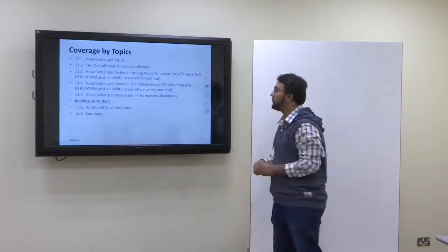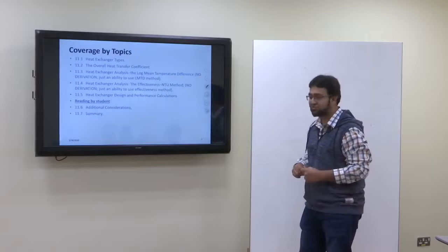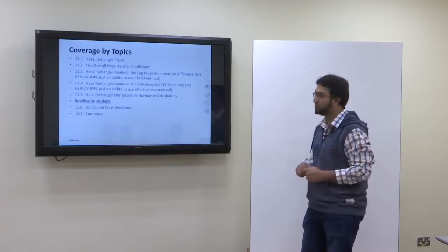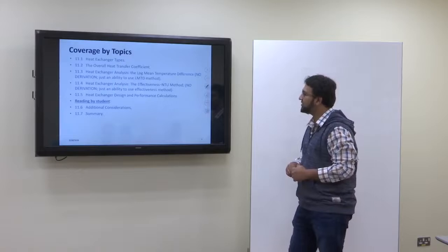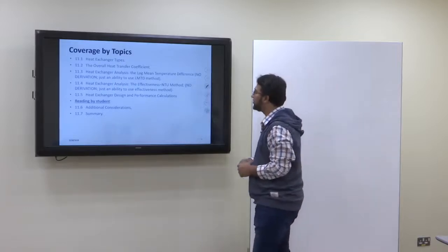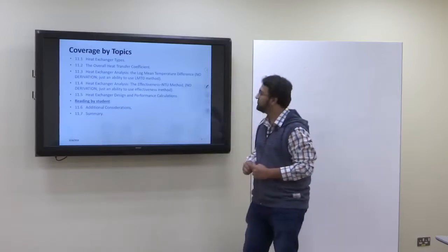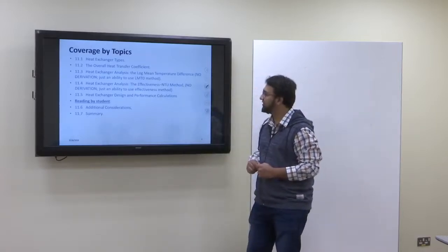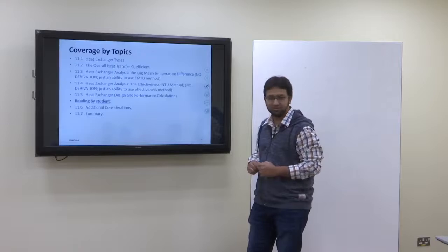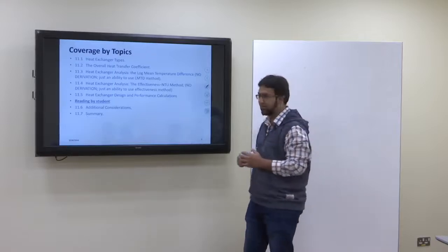So we're going to start with the heat exchanger types. We're going to study the overall heat transfer coefficient. Then we're going to study the heat exchanger analysis, the log mean temperature difference, and the effectiveness-NTU method. Then we are going to study the heat exchanger design and performance calculations, and that's it.